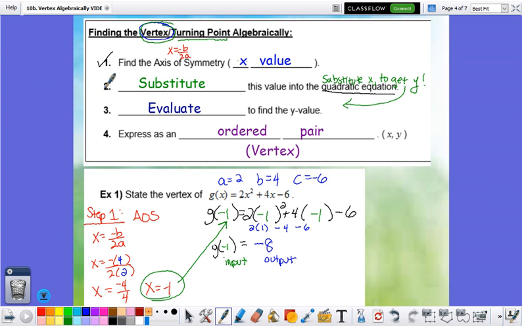So now that I've substituted and evaluated to get that y value, I can express my vertex as an ordered pair. Remember, my vertex always shares the x value of the axis of symmetry, so it's at negative 1, comma, the output is negative 8. This is my vertex for our first problem.